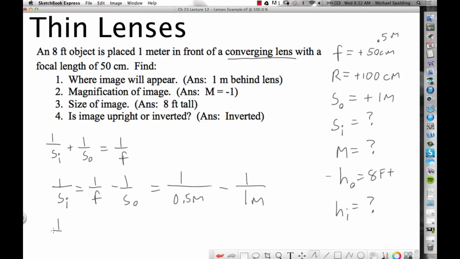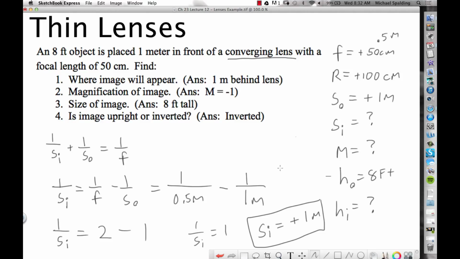So 1 over image distance is going to be 2 minus 1. So 1 over SI is 1. So what must SI be? The image distance comes out as positive 1 meter. Now, what does it mean if your image distance comes out positive? What's that telling you? Front or back?